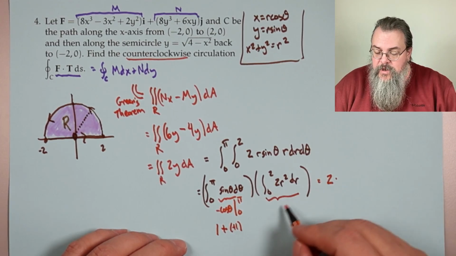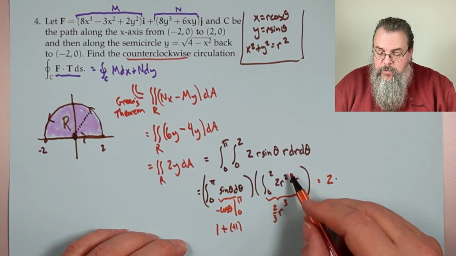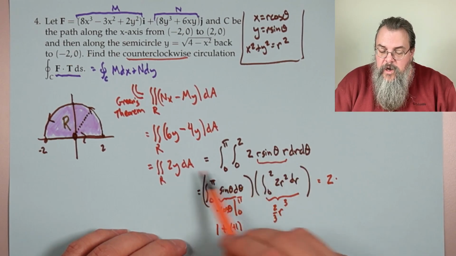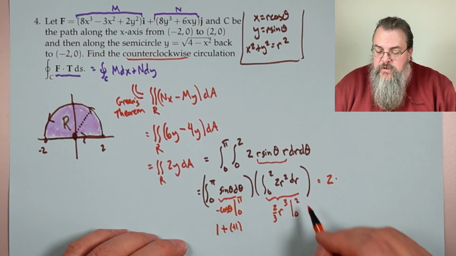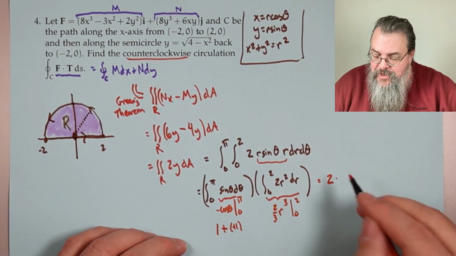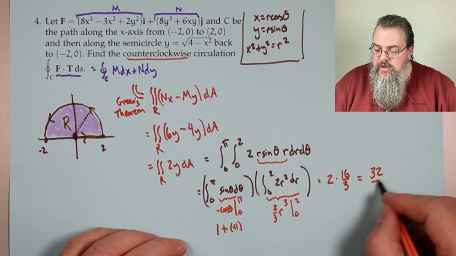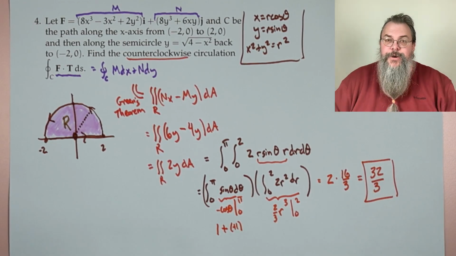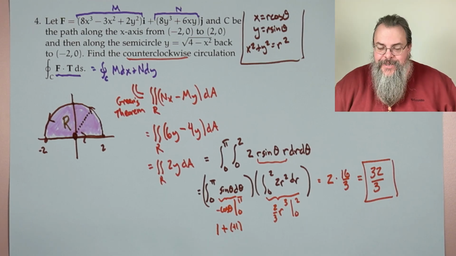Here, what do we get? Well, we get 2/3 r cubed. Right? Add 1, divide. And it's r squared because we have both an r from the y and an r in the dA. So don't forget that r in the dA. Evaluate 0 to 2. Plug in 0, you get 0. Plug in 2. 2 cubed is 8. 8 times 2/3 makes 16/3. 2 times 16/3 gives us 32/3. And there we go. Woohoo! Nice!